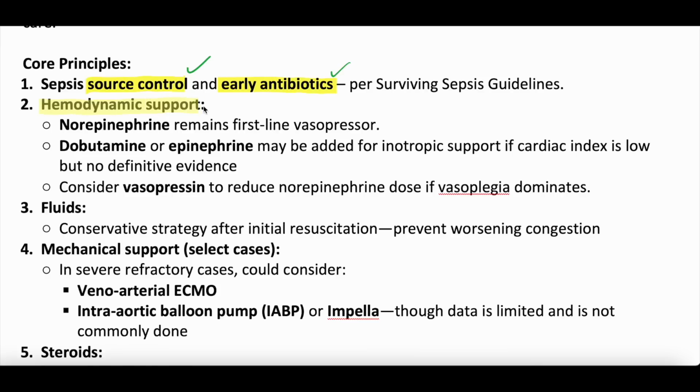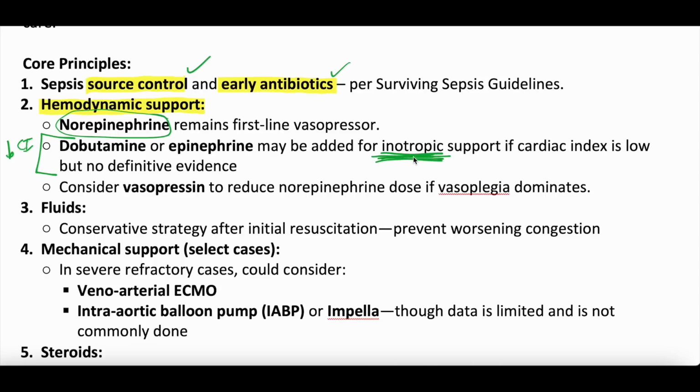Hemodynamic support: norepinephrine is still kind of our first-line vasopressor, even in sepsis-induced cardiomyopathy. Now, if someone has a really low cardiac index, or there's concern that the heart's inability to have optimal contractility and ejection fraction is leading to hypoperfusion, there is some argument to try inotropic support. Mixed literature on this.